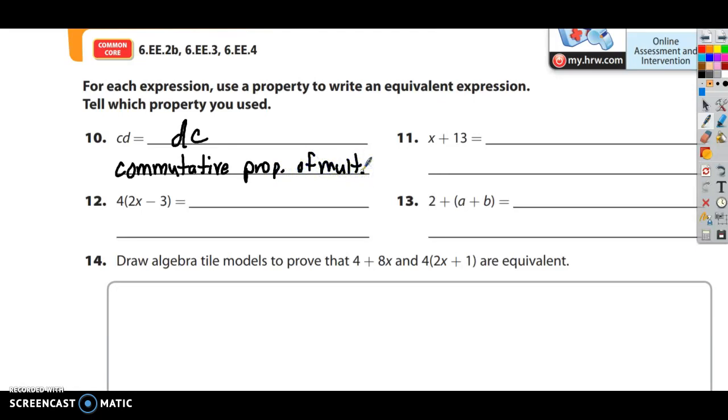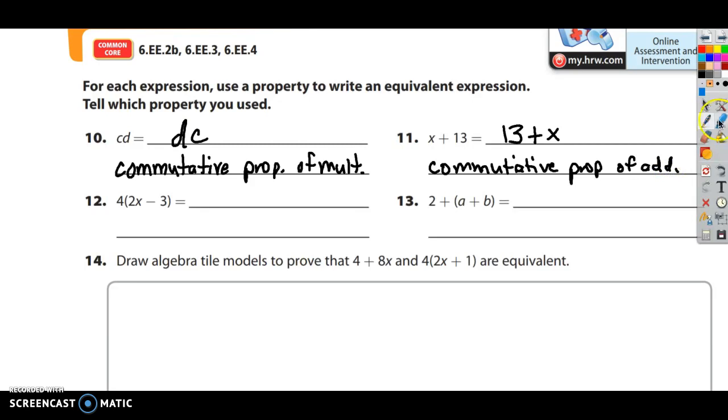Number 11 is very similar. I know that when you add x plus 13, you get the same thing as if you add 13 plus x. And that's the same property, except it's still called the commutative, but it's not called the commutative property of multiplication. It's called the commutative property of addition. That's it. It's the same property.